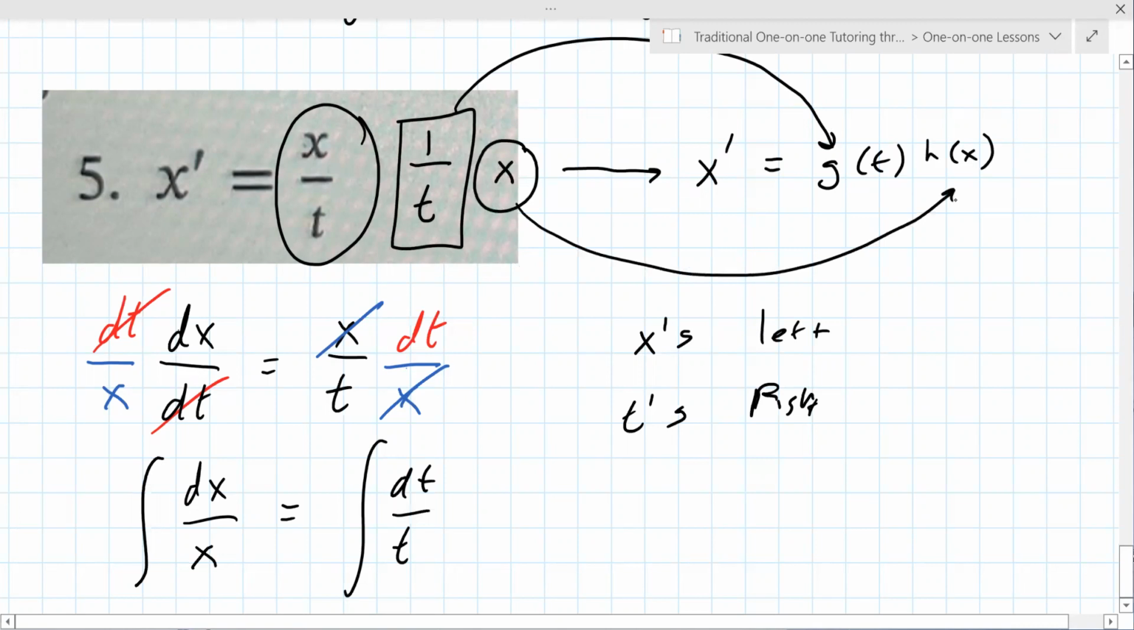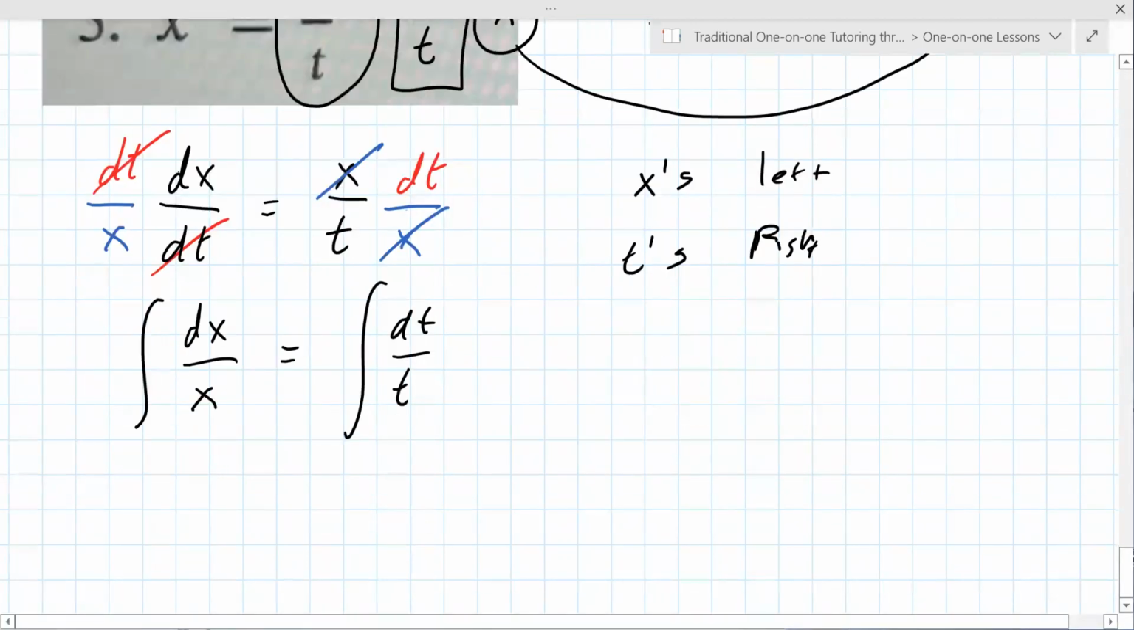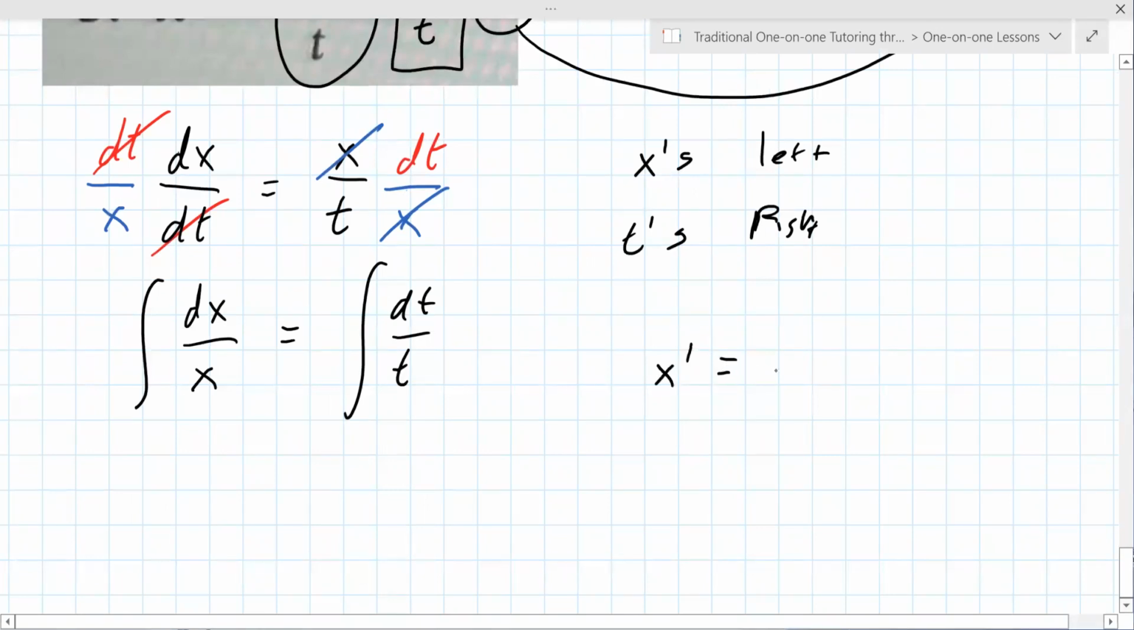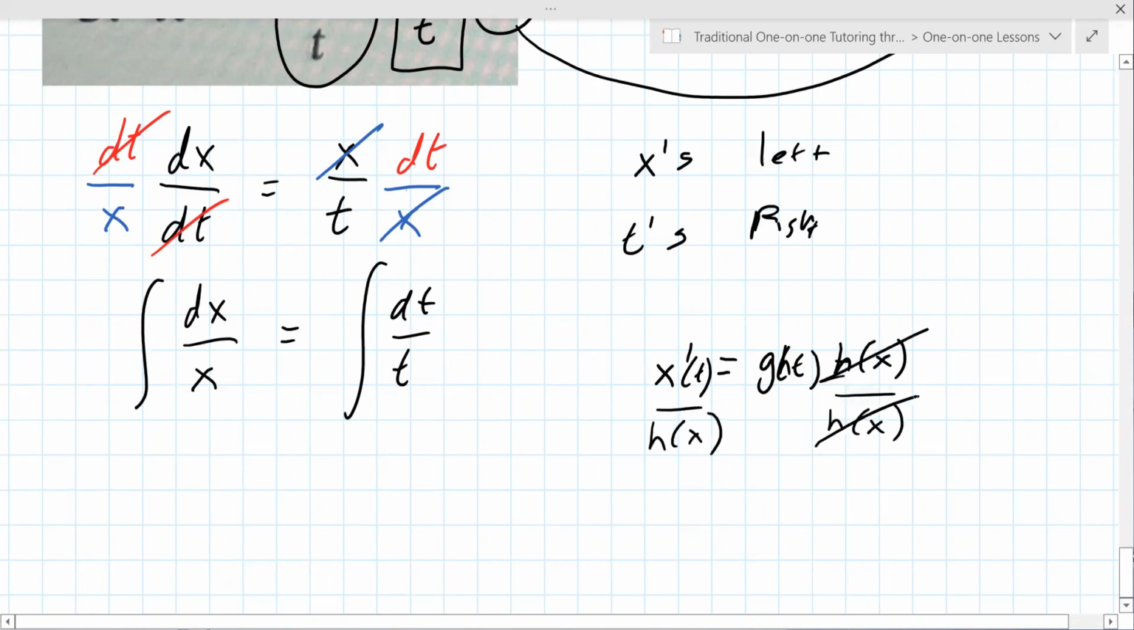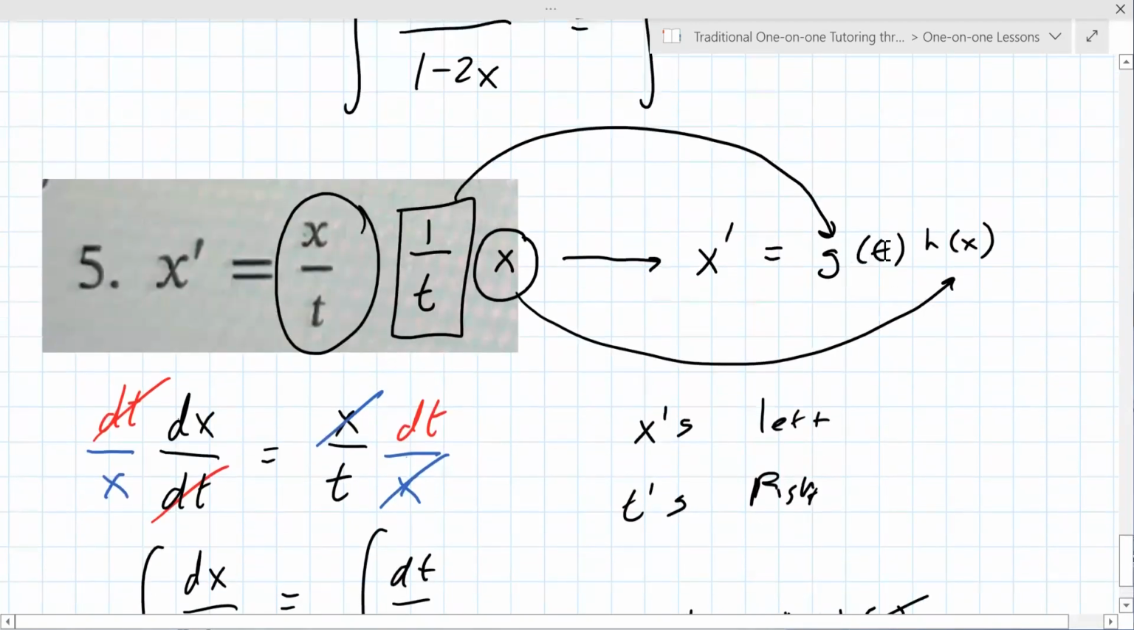Oh, okay, they're just making that separation of it. And in terms of what you do from there, if you have x prime of t equals g of t times h of x, you always divide by the h of x. That's how you decide: can you make the right-hand side some function of t times some function of x?